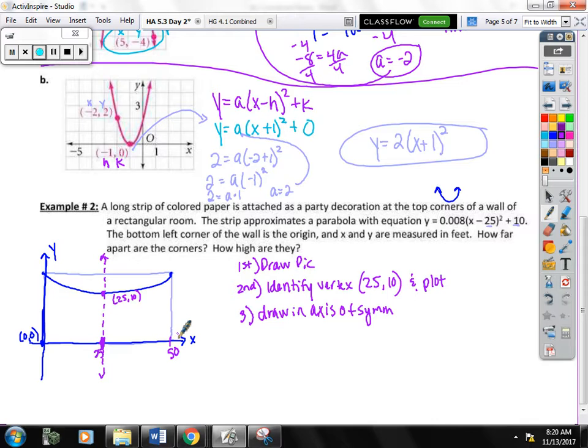Now the next thing we probably want to find, because they do want us to know how far apart are the corners, which actually we just already know that. How far apart are the corners? They're 50 feet apart. So the first question we'll have answered.